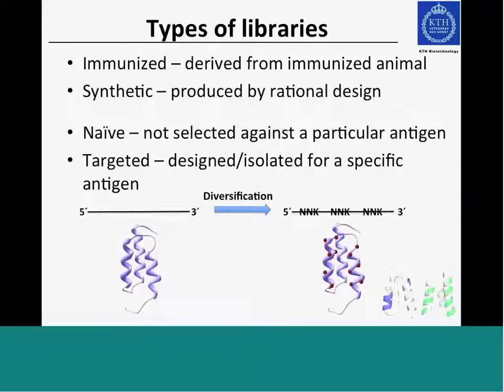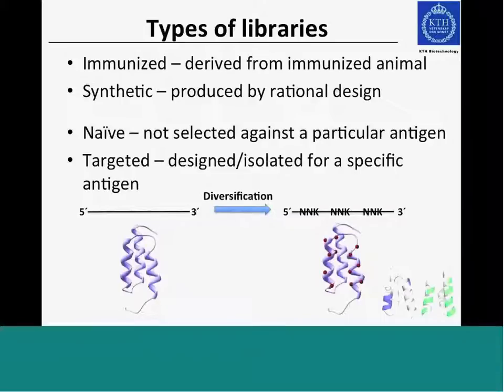Or they may be targeted, where you have some previous knowledge which you implement in the library design, and hopefully the library will be enriched for proteins binding a specific target or having an increased stability or whatever your aim is. The randomization or diversification is normally implemented on the genetic level.